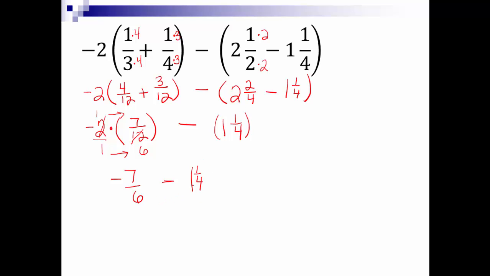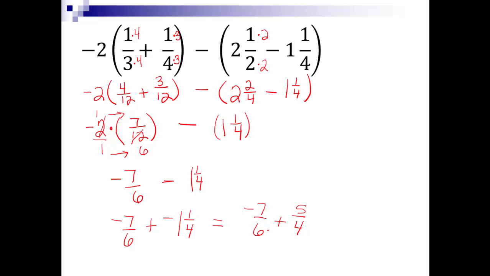I think as a strategy here, I might choose to rewrite this as an improper, or I could have chosen to write that as a mixed. But I'm going to write this second one as an improper. So for subtraction, negative 7/6, I'm going to keep, change. I'm going to keep the negative 7/6, change the subtraction to addition, and make that second number a negative. So then I have negative 7/6 plus, I'm just going to write this as an improper. 4 times 1 is 4, plus 1 is 5/4.